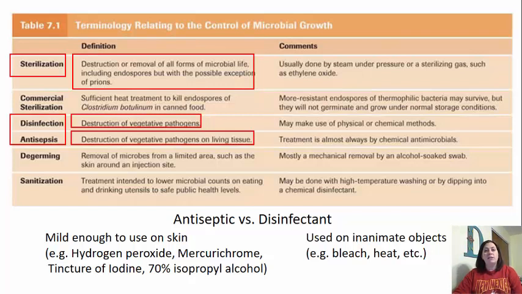All right, so there is a difference between a disinfectant versus an antiseptic. So an antiseptic, guys, is mild enough to be able to be used on your skin. Some examples are hydrogen peroxide, mercurochrome, tincture of iodine, and 70% isopropanol alcohol. On the other hand, a disinfectant is going to be used on inanimate objects. Examples of this are going to be bleach, heat. We'll also look a little bit at commercial sterilization as well as degerming and sanitation, which are all just a little bit different. Some of these types of microbial growth control are better than others.